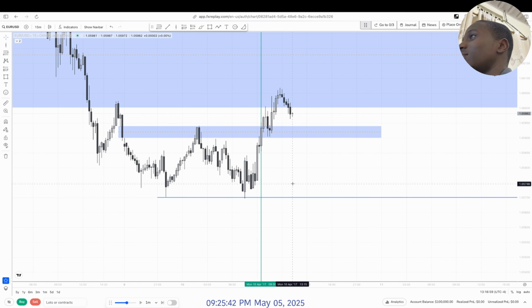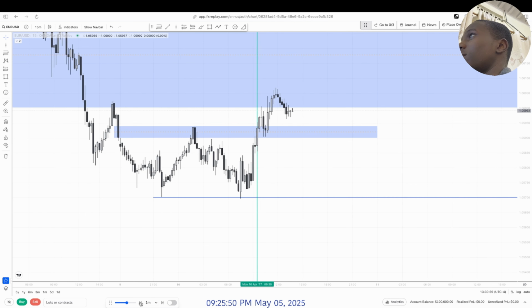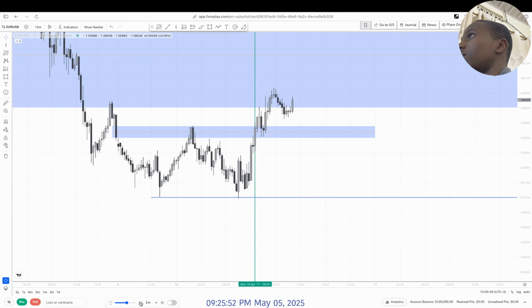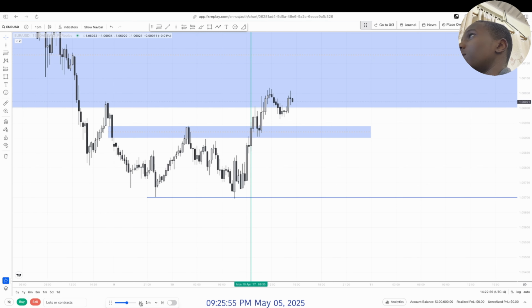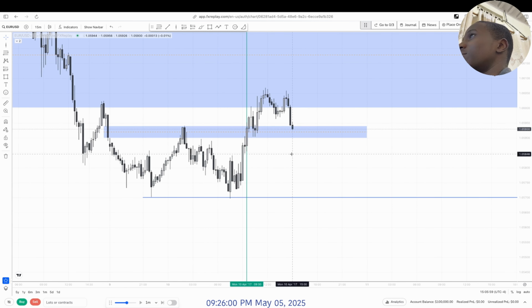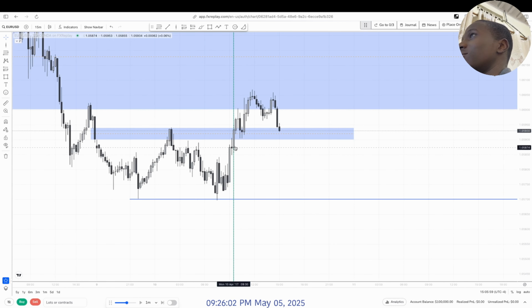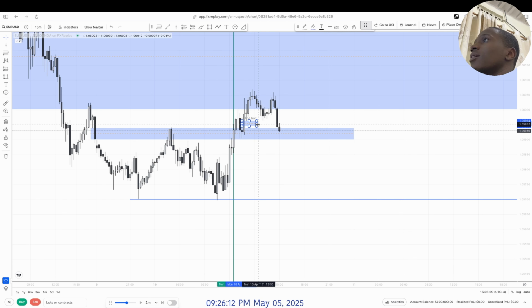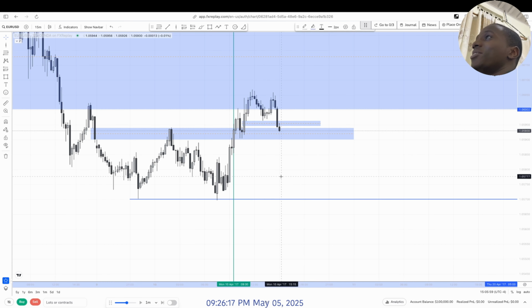Okay, right here, we can note them on the PM session. First of all, we can see that after the start of New York, this was our first presented fair value gap. Let me mark it up as well. And this is on the 15-minute time frame. When you go to the 1 minute, you can see another presented fair value gap.